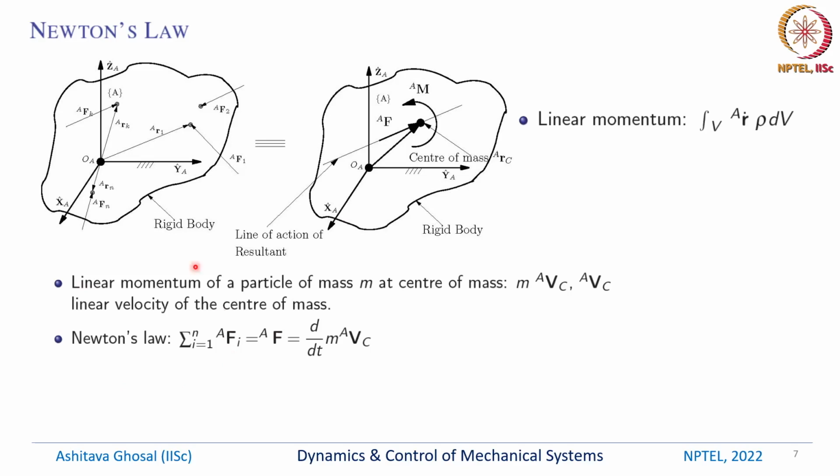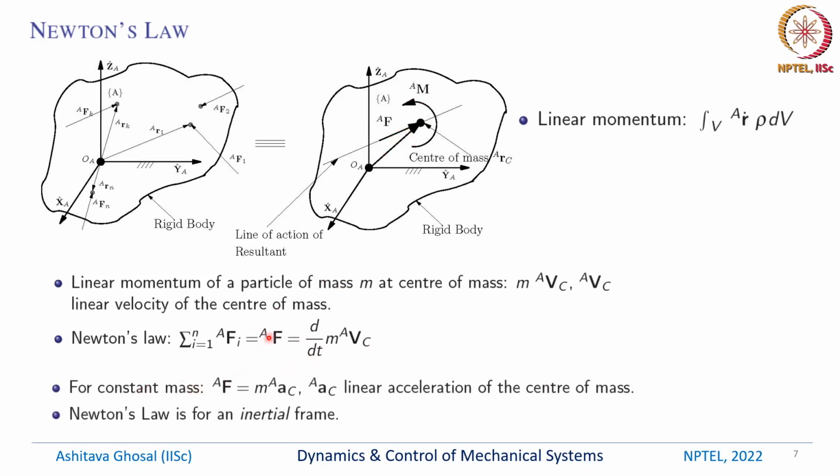Newton's law states that the sum of all these external forces AFi, which is the same as this AF, is nothing but the time derivative of m times AVC. So remember, m times AVC is the linear momentum. So Newton's law says that this resultant force is equal to the time derivative of the linear momentum. For constant mass, we can take this m outside the derivative, and what we have is the force is equal to m times acceleration.